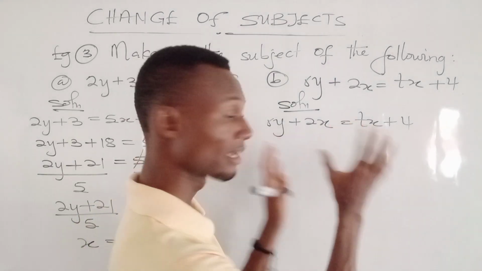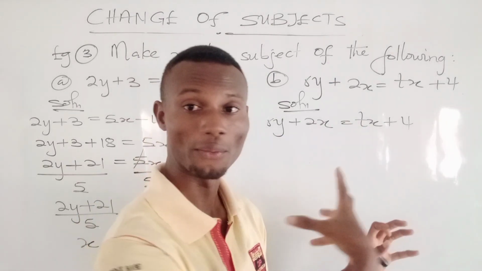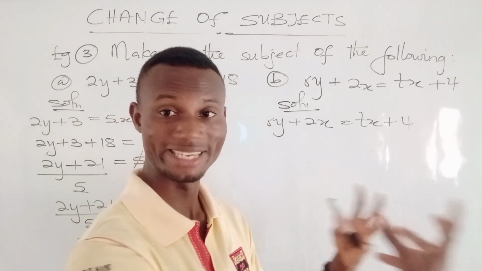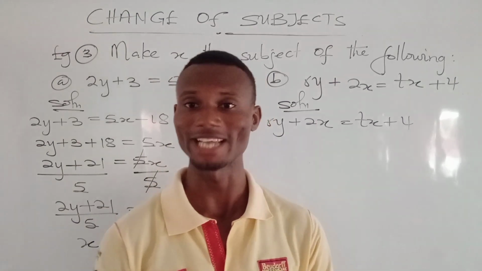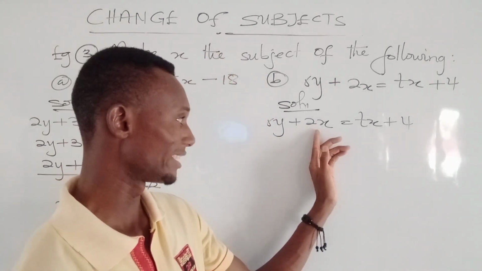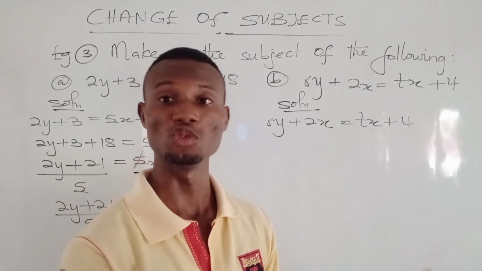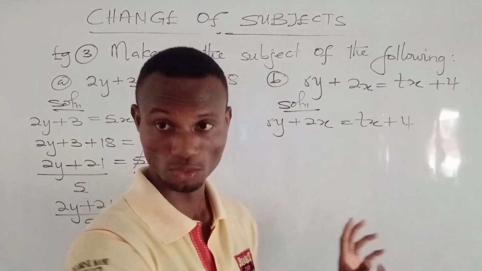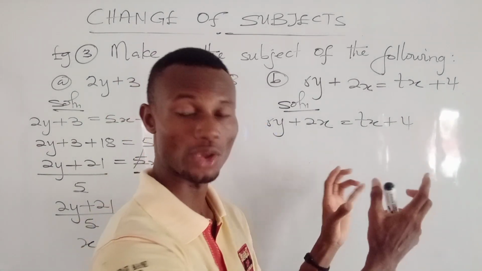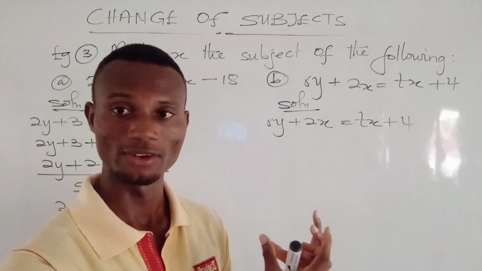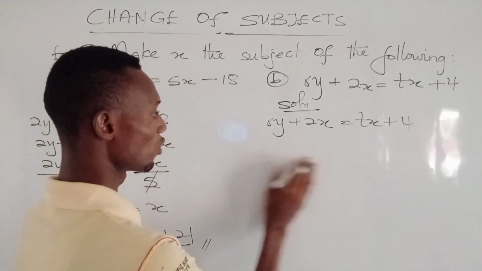Having something like this, what you do is that you are going to group all the terms which contain the S at one side. I'm going to repeat it one more time. We have 2S here, we have TS here. We have to make S stand alone in this equation. So all the terms that contain the S, we are going to group them at one side. So now let's go ahead and do it.